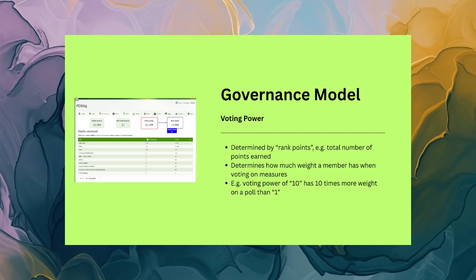So for example, a member with a voting power of 10 has 10 times the weight on a vote as a member with a voting power of 1. So the more a member contributes to Composr CMS, the more voting power they have, and therefore, the more effect they have when voting on measures. I'll get into more detail about earning points and increasing your voting power when we discuss the new Composr ecosystem.